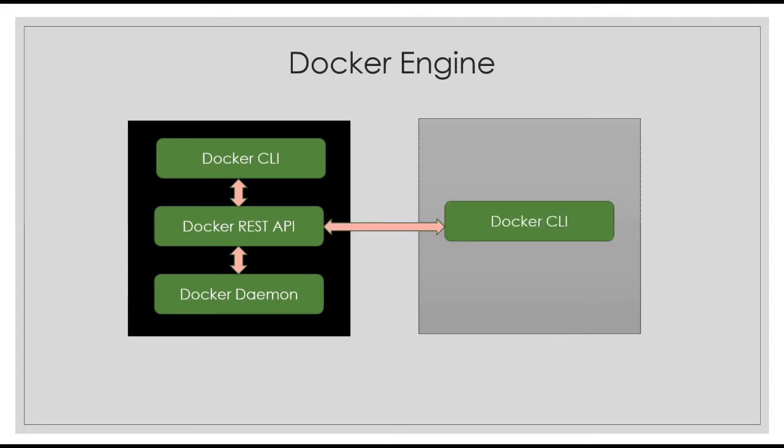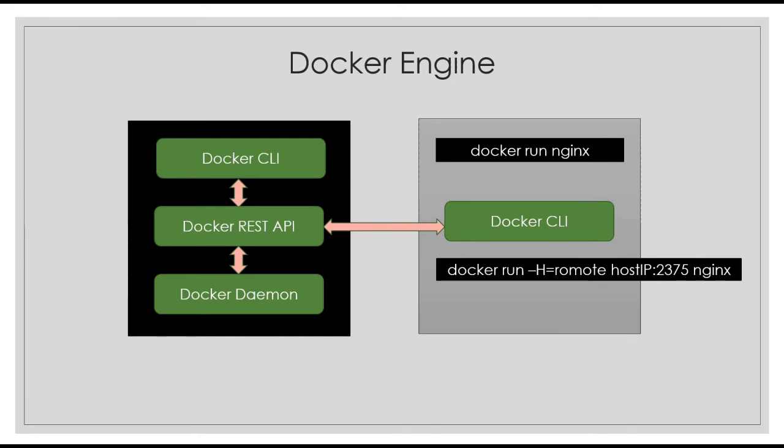The first thing we need to do is install the Docker CLI package. After that, you cannot run it like this: docker run nginx. Instead, we need to use this command: docker run -H, then equal to, you need to provide the Docker host IP colon 2375 and nginx. 2375 is the default port where Docker daemon is running.